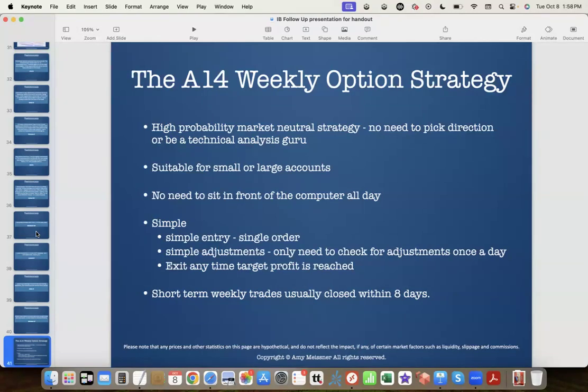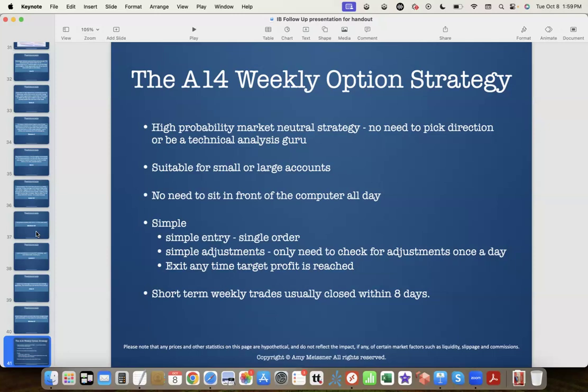They're non-directional. So if the market moves, I'm going to adjust it so that it can handle that move, but I don't need to be correct and say the market's going to go up, so I'm going to set it up like this, or the market's going to go down, so I have to set it up like this. I set it up in a way that can handle the market, whether it goes up or down, or is choppy or stays the same. Again, it's suitable for smaller and larger accounts. No need to sit in front of a computer all day.